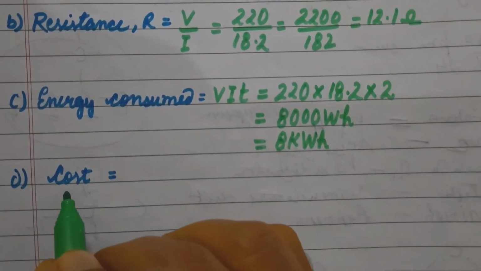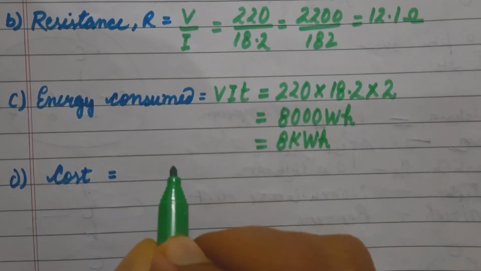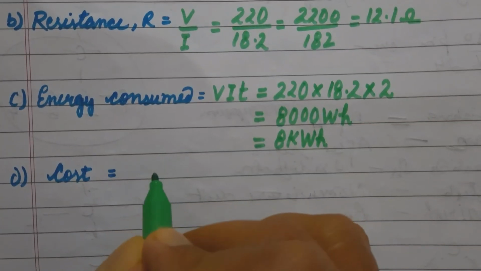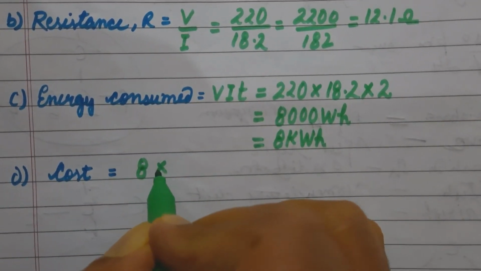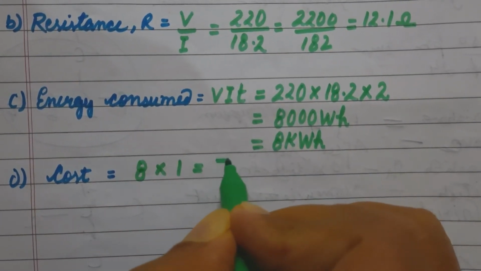Then we have to calculate cost. The cost if 1 kilowatt hour is priced at rupees 1. So energy consumed 8 multiplied by cost of 1 unit, that is 1, means the answer will be rupees 8.